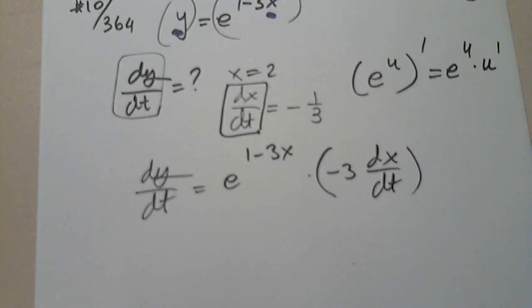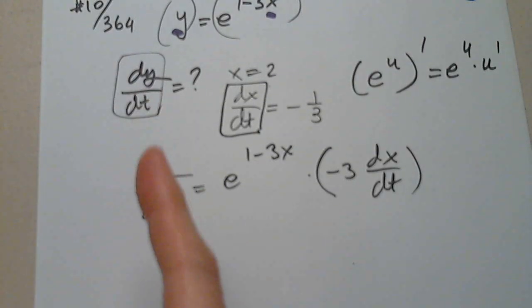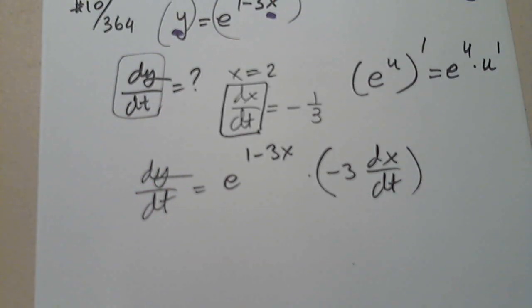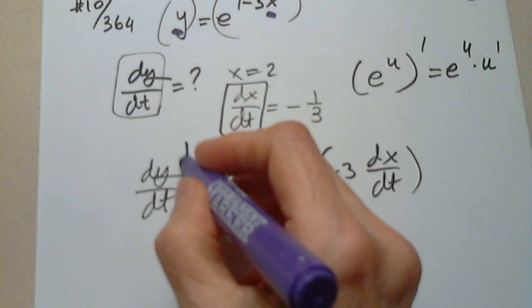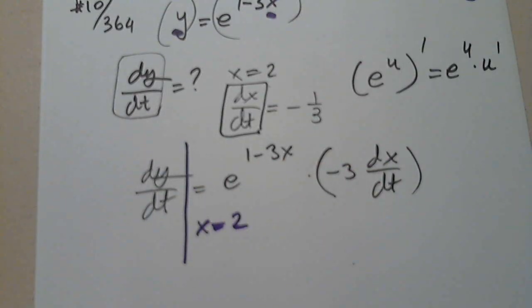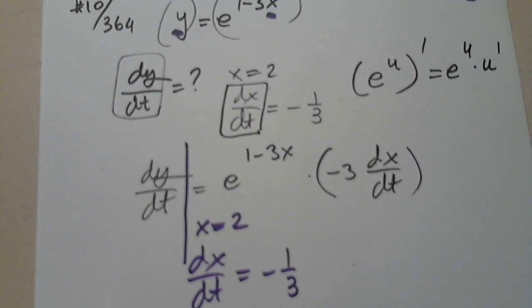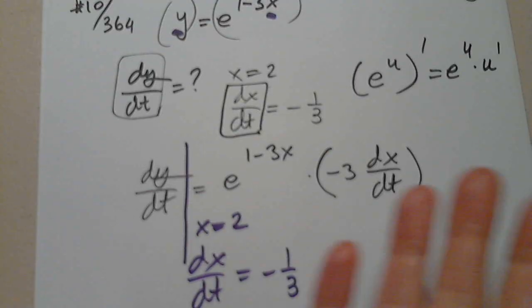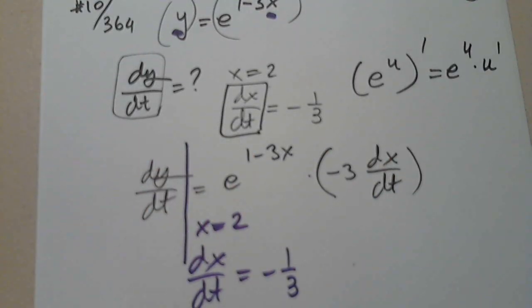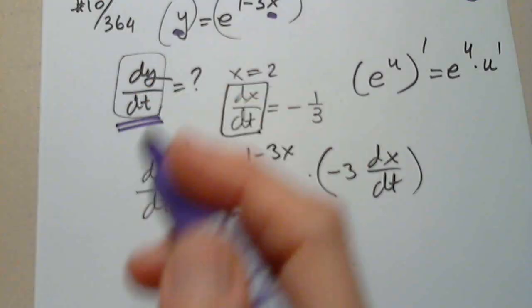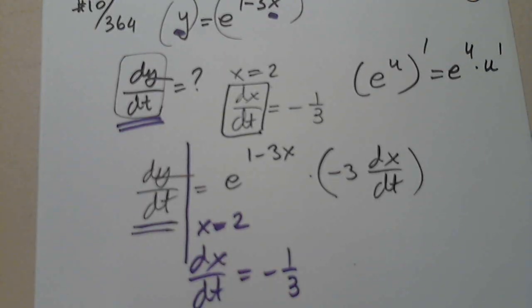I don't have to solve for anything because the problem is asking me to determine dy over dt under the condition that x equals 2 and dx over dt equals negative 1/3. That's all I need to do. So in the past, this was a little bit more difficult. We had to move terms around, divide, multiply. But not in this case, because this is what they want. And I have it solved already.